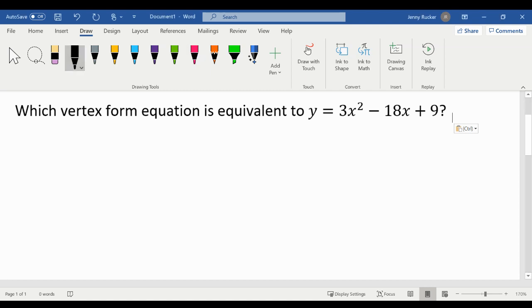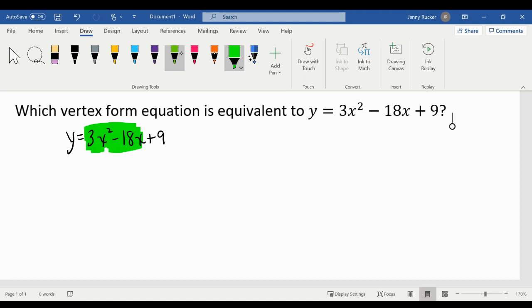So we're going to start off with our equation. y equals 3x squared minus 18x plus 9. The first thing that we need to do is factor out this 3, since a is not 1, from the first two terms, because as we said in problems 2 and 3, we are going to try to build 3 sets of squares. So we'll factor 3 out of those first two terms. So that'll look like 3 times x squared minus 6x.